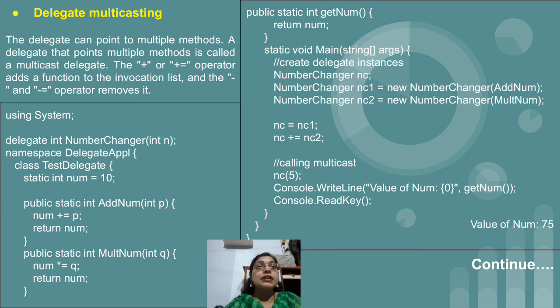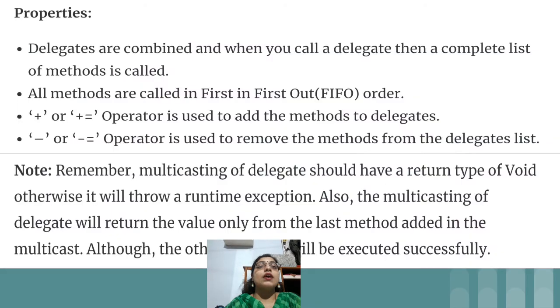So this is multicasting. Now next there are some properties of multicasting, that is delegates are combined. Because of multicasting, delegates are combined, that is NC1, NC2, these are separate delegates, but because of plus and plus equal to operator they are combined. So because of the concept of multicasting, delegates are combined. And when you call a delegate, then the complete list of methods is called. Means we have passed two methods, so in a sequence all the methods will get called.